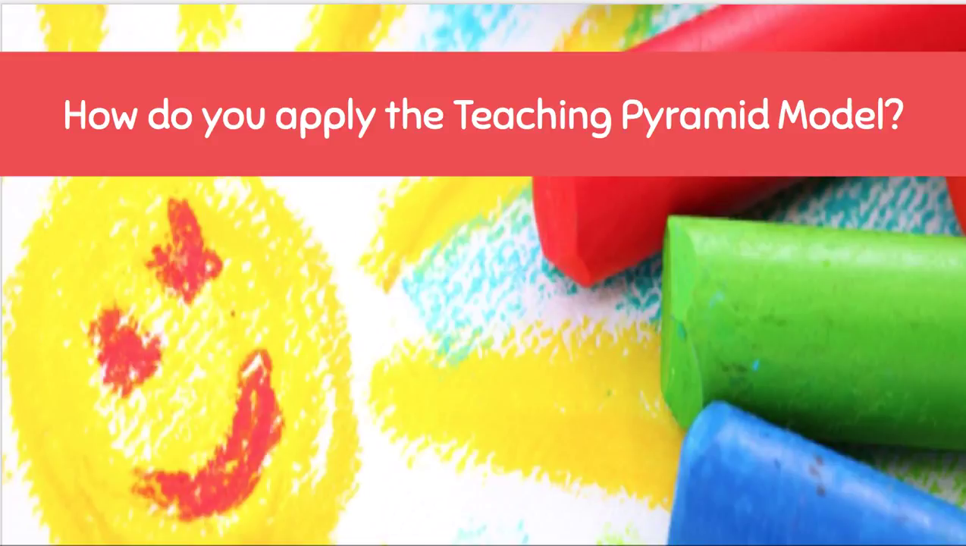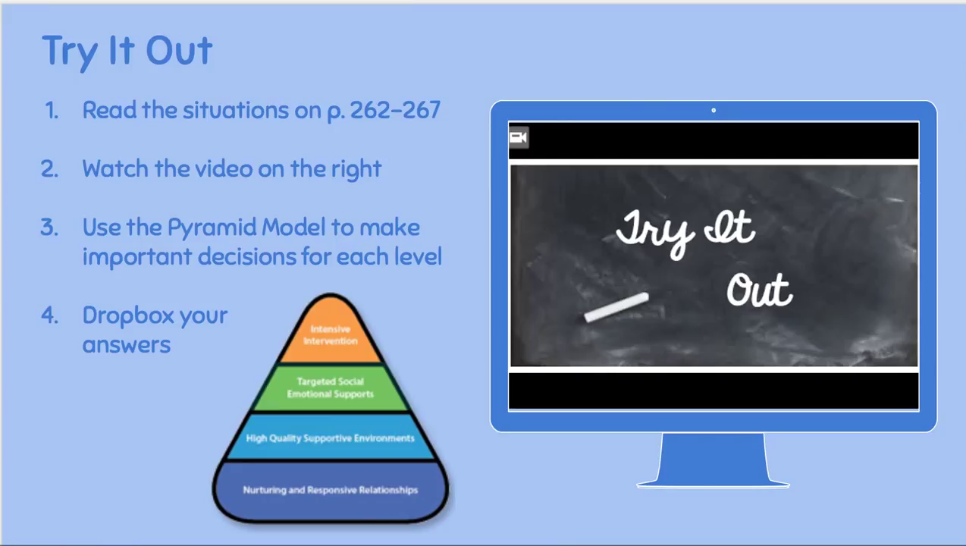Going back to that teaching pyramid model, if we take the children in our classroom we've talked about through this whole entire presentation, how do we apply the teaching model for success? And you're going to basically read the situations on page 262 to 267. They look at 3 specific examples of situations that may be a challenging behavior in your classroom and talk about how to make it better using that pyramid model. Then I want you to watch the video. It has a short situation of a child, and using what you've learned from reading and the video, you're going to apply that to the pyramid model.